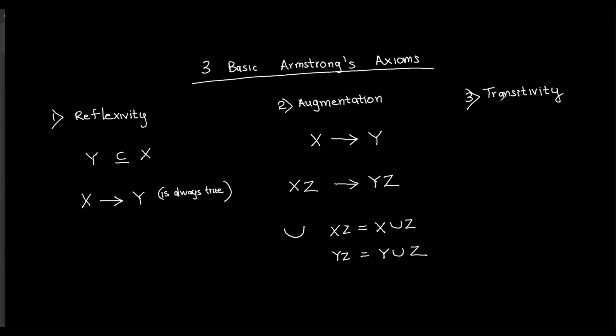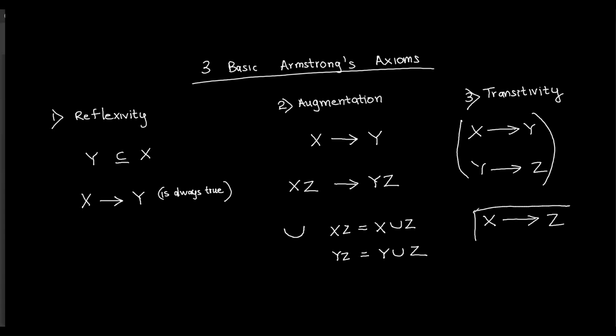So that's it. And we have the third one, transitivity. This is more like a differentiation chain rule. It's just chains. If X functionally determines Y and Y functionally determines Z, we can say X functionally determines Z. If these two conditions are met, this conclusion can be derived from that. These are the basic Armstrong's axioms.